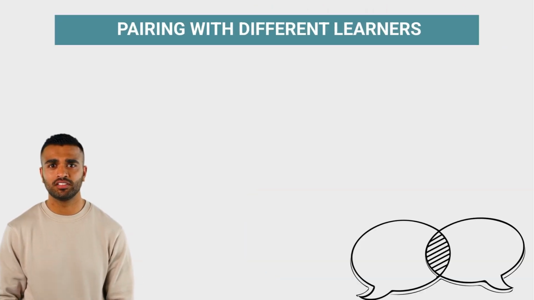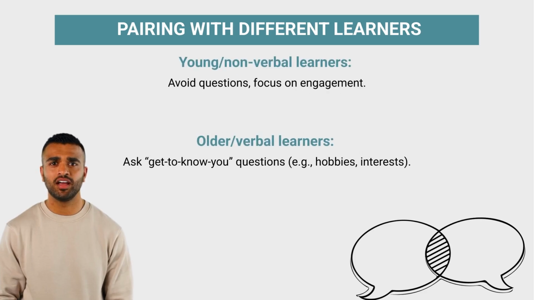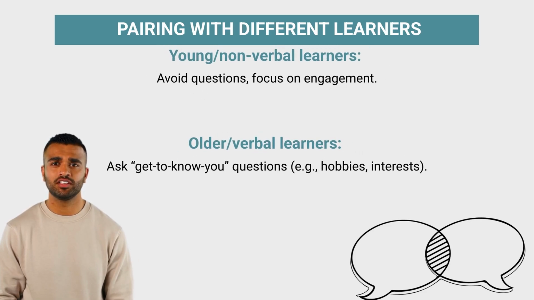Pairing with different learners. In ABA, it is said we do not ask questions when pairing, and this is true with younger learners or learners who are unable to communicate. This is not necessarily true with older learners, such as teenagers and adults, or learners who know how to communicate well. For young and nonverbal learners, you should avoid questions and focus on engaging with them. For older and verbal learners, you may ask them get-to-know-you questions during pairing, such as, what is your favorite color? What kind of music or hobbies do you enjoy? Or how was your day or weekend?